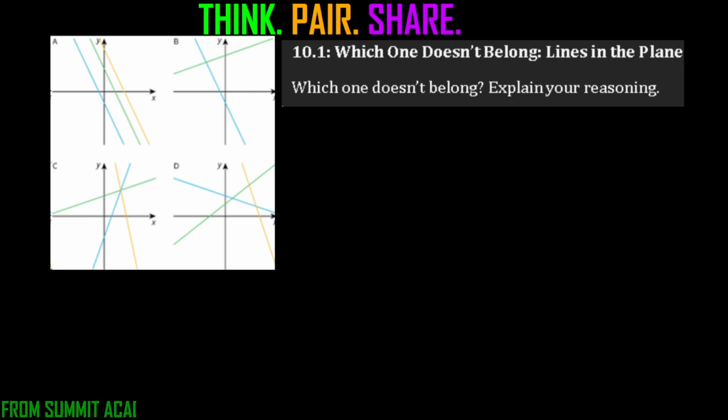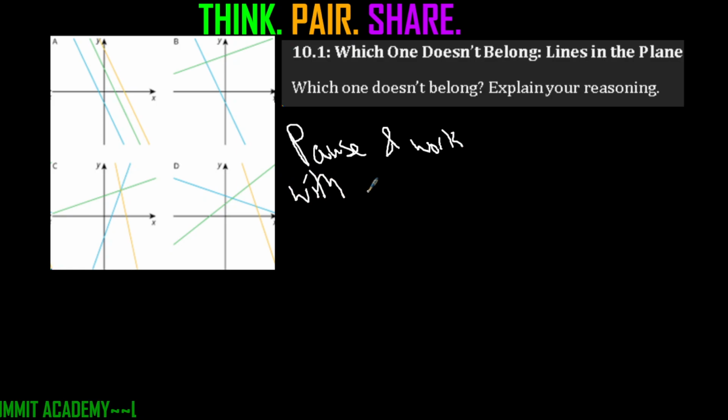So in the first part, it says, which one doesn't belong? Lines in the plane. So I'd say first pause and work with your partner. Try to pick one of these that you think does not belong, and make sure to write a sentence or at least an idea about why you think it does not belong.